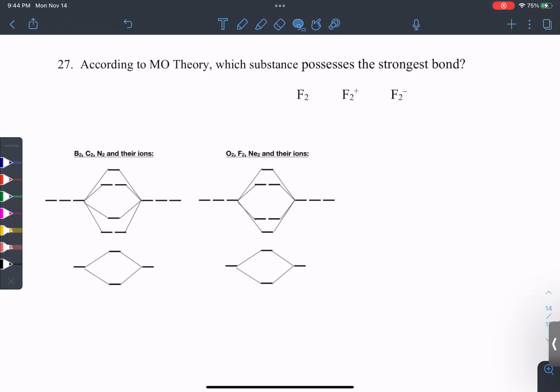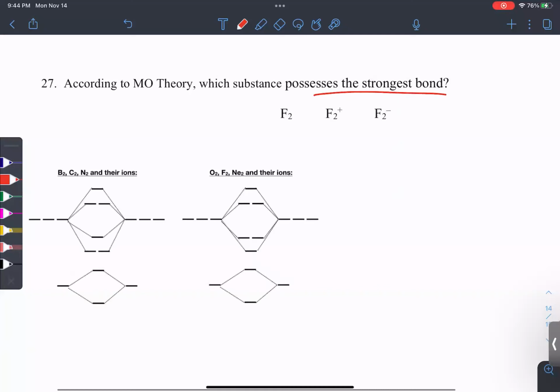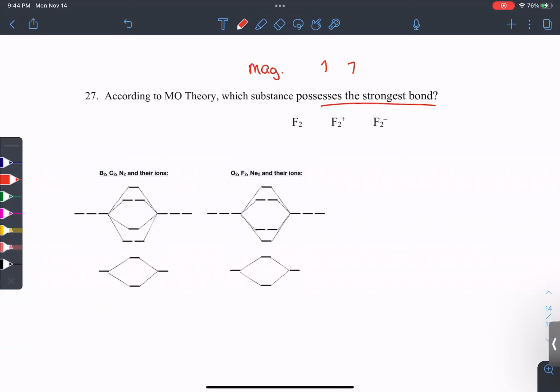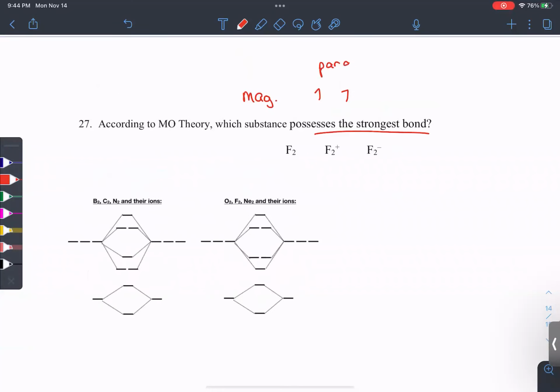So in this question it says, according to MO theory, which substance has the strongest bond? For MO theory, there are things we can inspect. We can inspect magnetism, where paramagnetic substances have unpaired electrons. That's paramagnetic. Diamagnetic substances have paired electrons, everything's paired. It requires you to draw out the entire MO diagram. All of these questions require you to draw out the entire MO diagram.